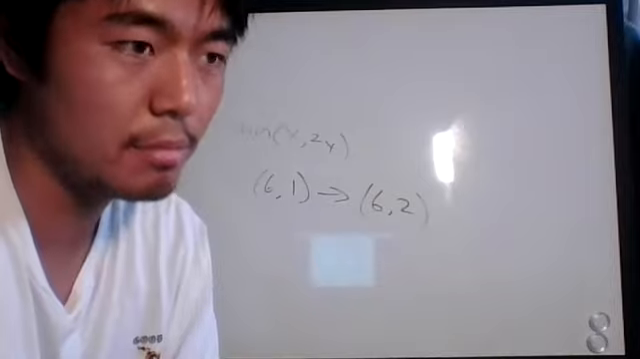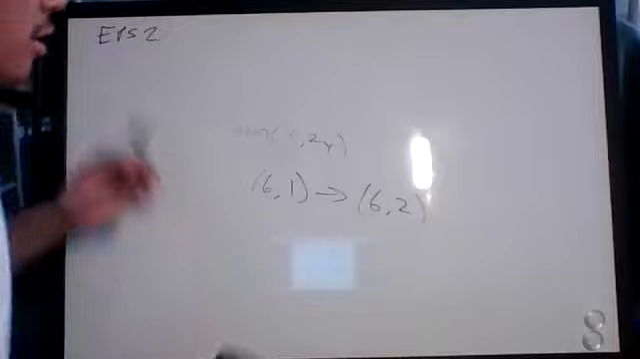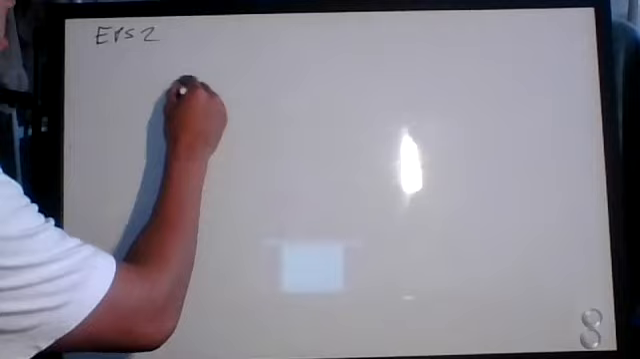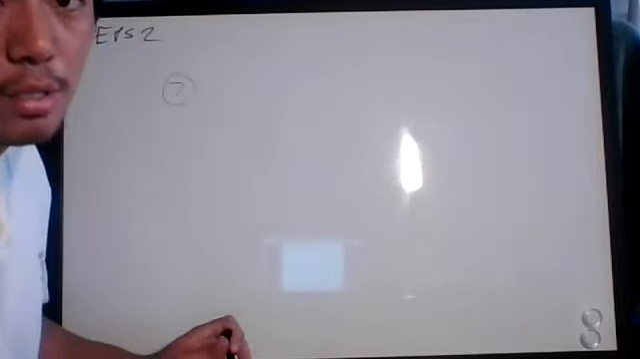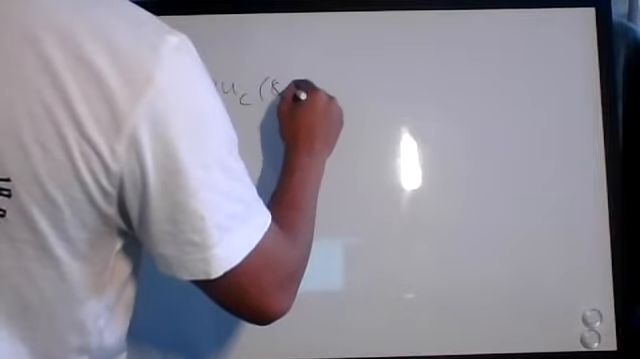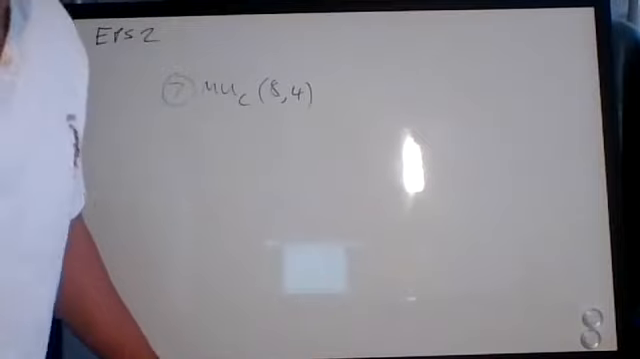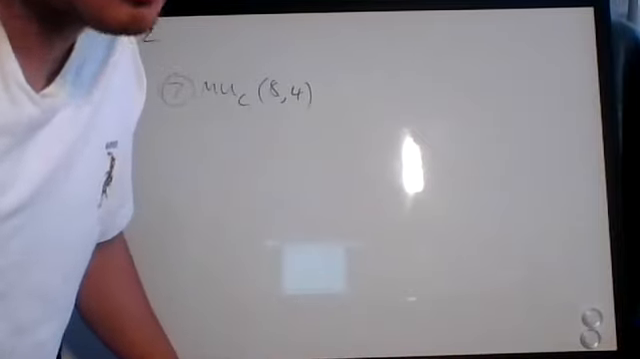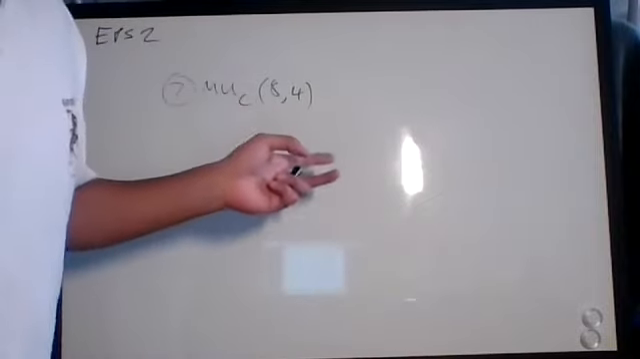Hopefully these are making more sense as we ask about them and get a better opportunity to think through them. So let's look at question 7. We're looking at marginal utility with respect to chicken, at the point 8, 4. And 8, 4 really just means that's what we're plugging in.